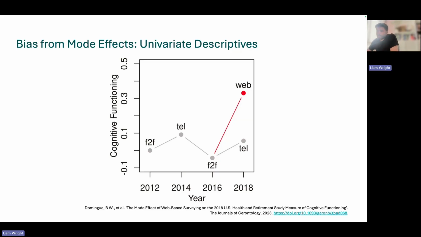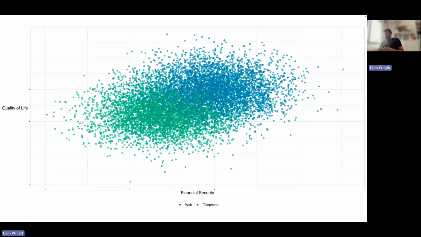So if you didn't think about the design of the survey and you just looked at the data as it was, you might think that cognitive functioning was increasing over time, when in fact this was just reflecting the survey design. So that's univariate descriptives, but there's also problems when you look at associations between variables. So on screen, I've got simulated data for 2 variables, financial security and quality of life. Because I've simulated the data, I've imagined that there's no association between these 2 variables.